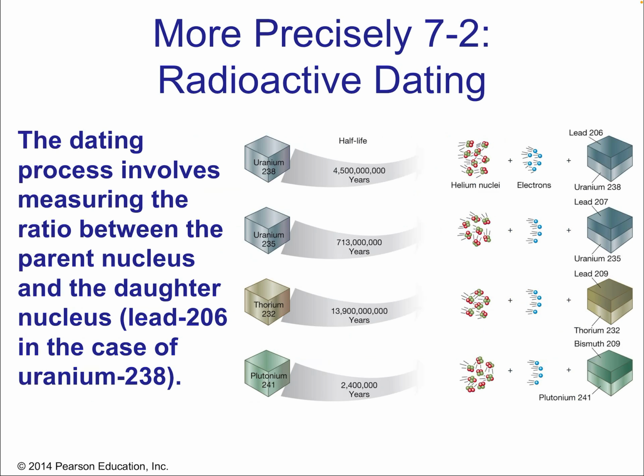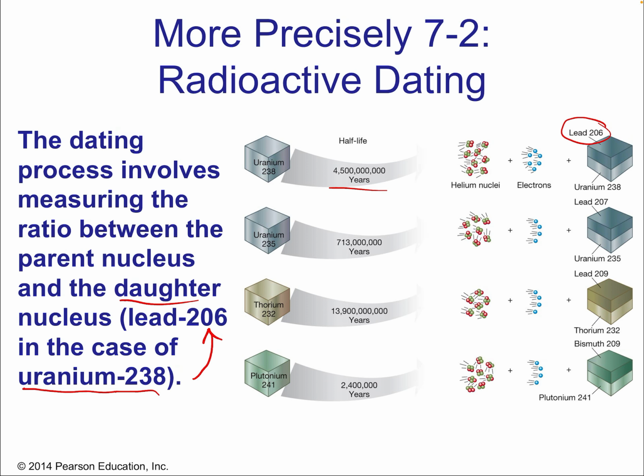Okay. So the dating process involves measuring the ratio between the parent nucleus and the daughter nucleus. So that's the isotope that was radioactive, was unstable, and then the thing that it became is the daughter. That's the stable product. Okay? So lead-206 in the case of uranium-238. So uranium-238 becomes lead-206 when it decays. Okay? So we can see uranium-238, half-life of 4.5 billion years, becomes lead-206.